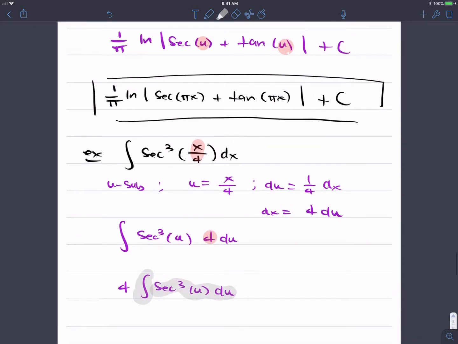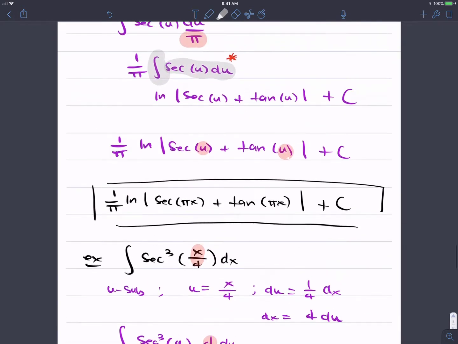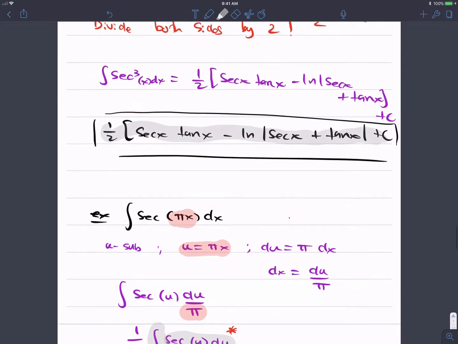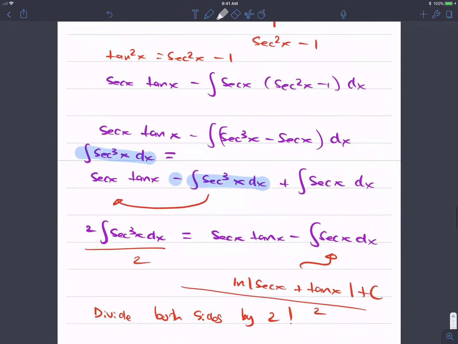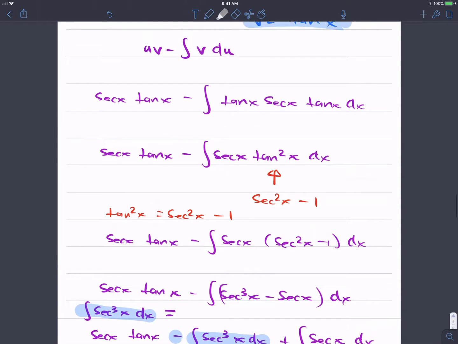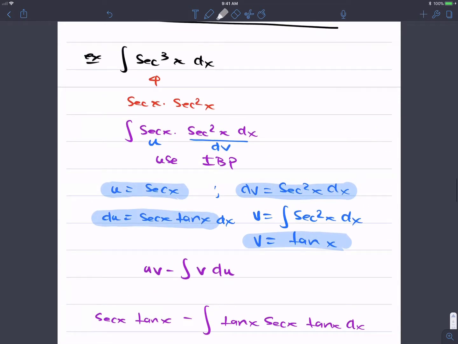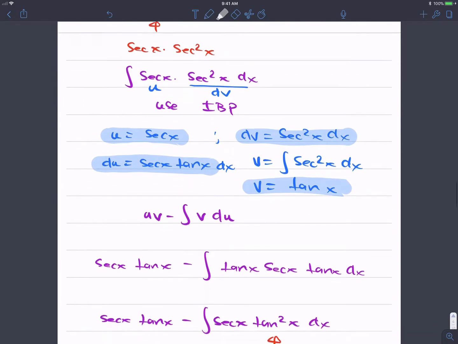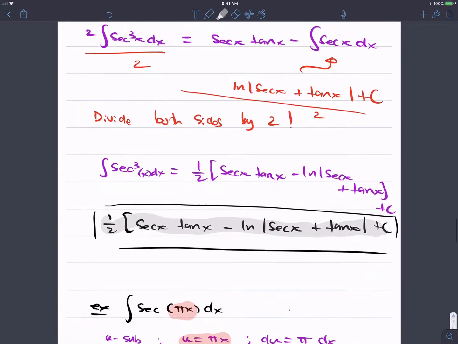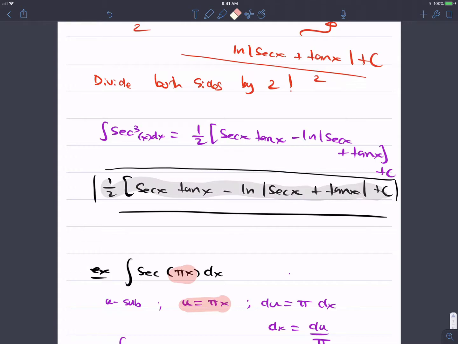Now we did integrate secant cube here. Go back, and we have a formula here. Okay, here's our integral of secant cube. All right, this is the original question of secant cube. Now we integrated, and we have here, let's take a look. We have this formula.